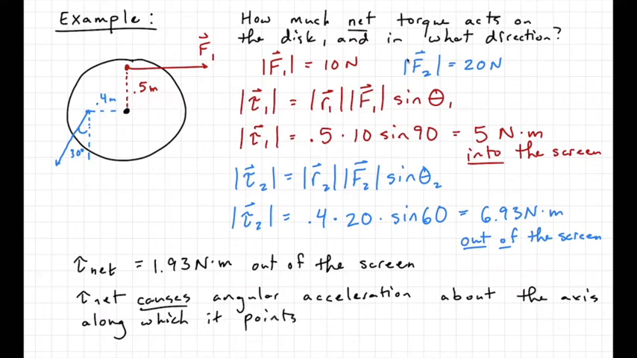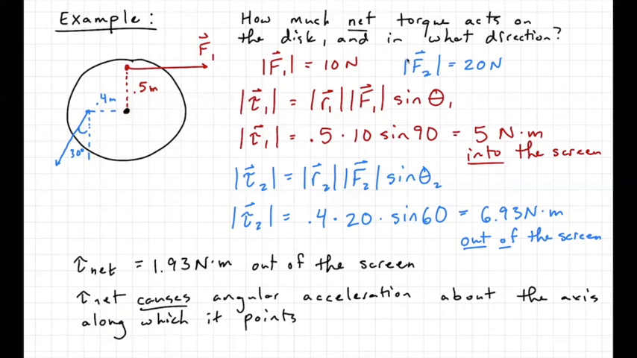So imagine now that the direction of the net torque, which comes out of the page, is actually just an arrow along this axis of rotation here. And that's telling you that this disk is going to rotate about that. And it's going to rotate counterclockwise in this case. Out of the screen torque here means counterclockwise rotation. Into the screen would mean clockwise rotation.